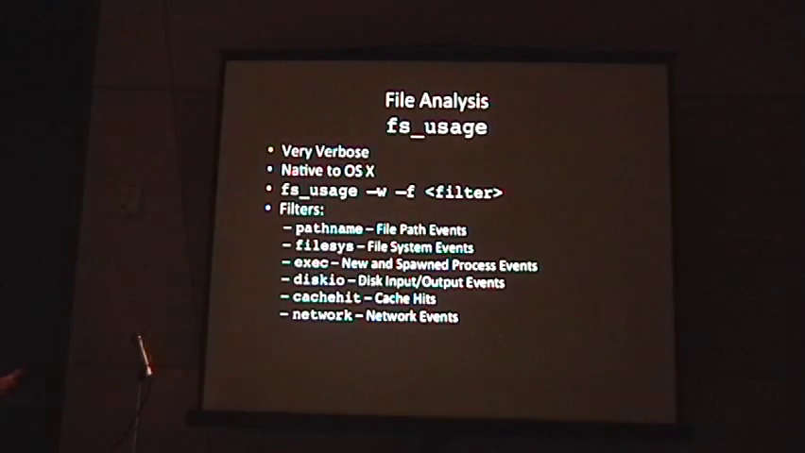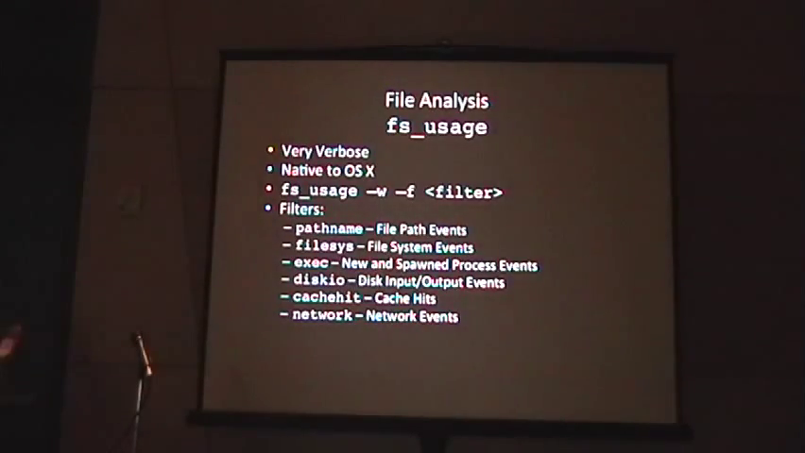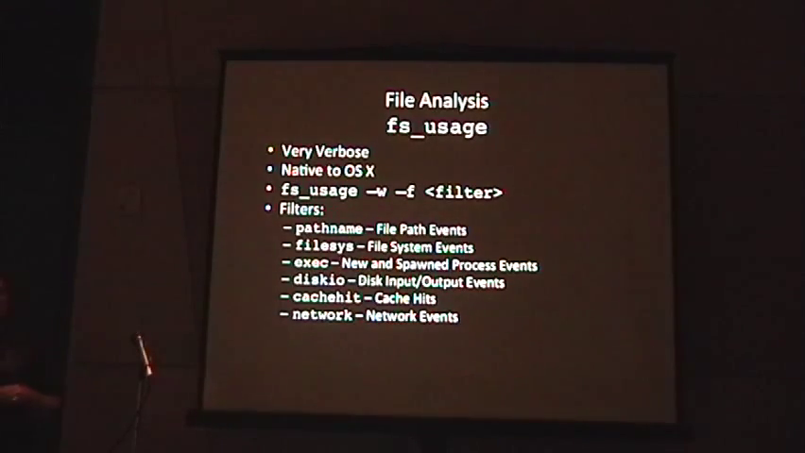Another native tool, fseventer. This one's hugely verbose. I have up here two arguments. -w is for wide, meaning you get a wider view and get more information out of it. And -f is for filter. This one has a bunch of different filters in it for different types of things. We're going to go over the pathname, exec, and diskio filters.